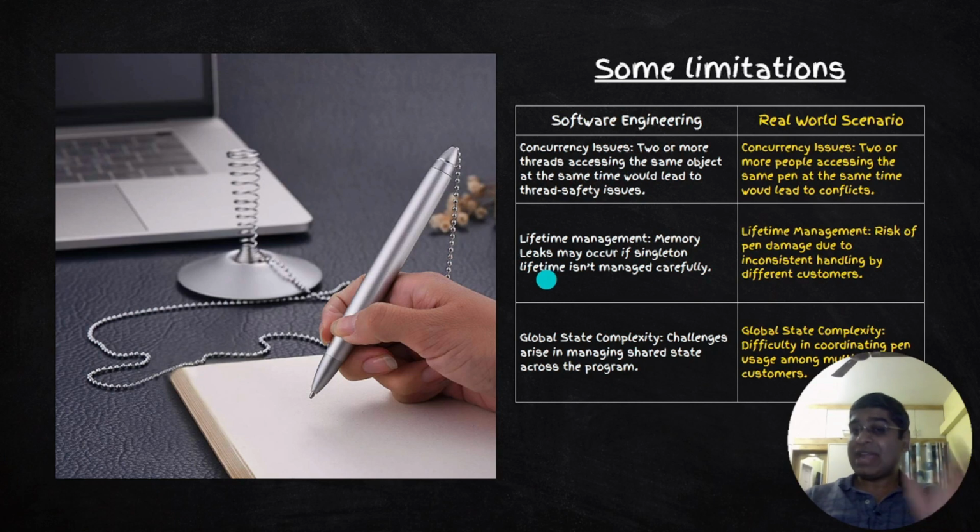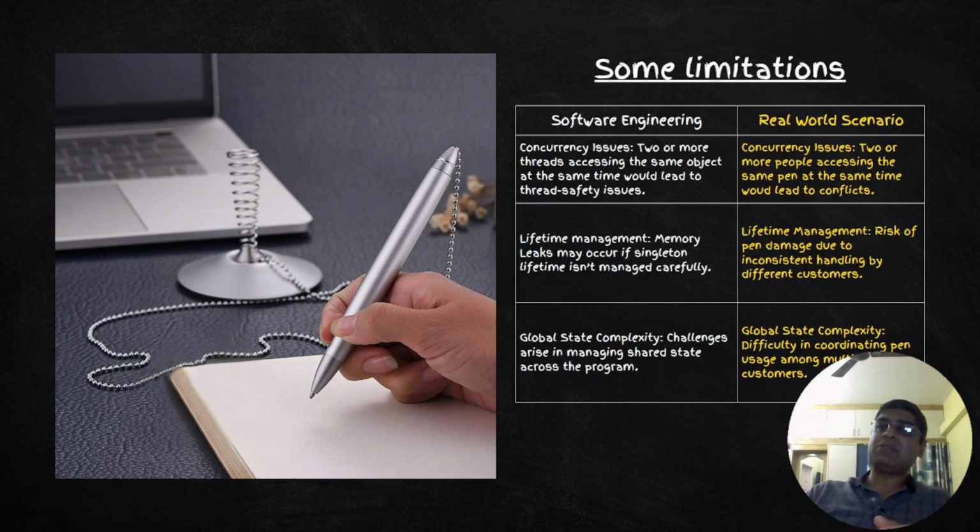The second one is lifetime management, wherein memory leaks may occur if the singleton lifetime isn't managed carefully. If it is not managed carefully, there will be memory leaks. Now let's try to understand with respect to the analogy. Risk of pen damage due to inconsistent handling by different customers. Imagine every customer handles the pen differently.